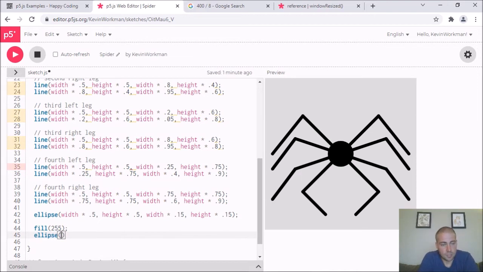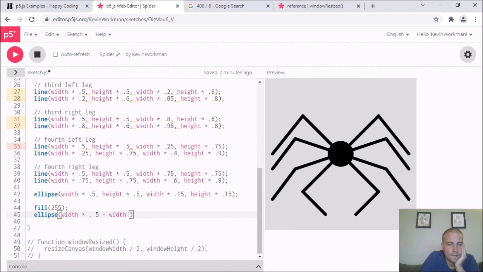So what is that going to be? Oh man, that's going to be width times 0.5 minus some number, minus width. So how big is my circle again? It's 0.15. So I think that's the diameter of the circle. So it's 0.15 total. So maybe I just do something tiny like 0.05 maybe.